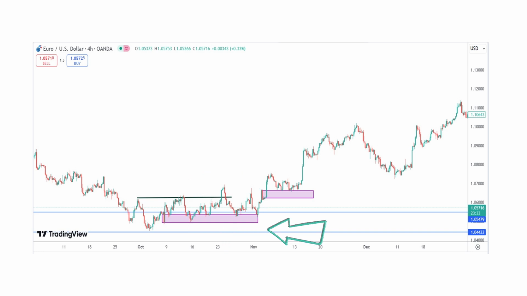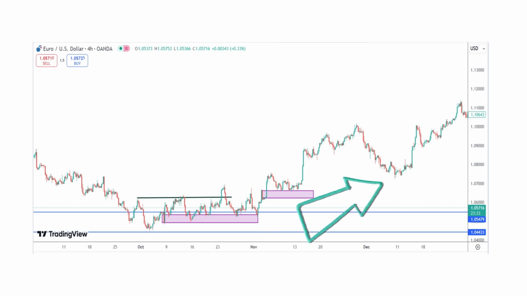You can enter over here with your stop loss just below this support zone. You don't have to put your stop loss below the big support zone. You just have to put your stop loss below this new support zone. And there you go. After that, the price has continuously gone up.